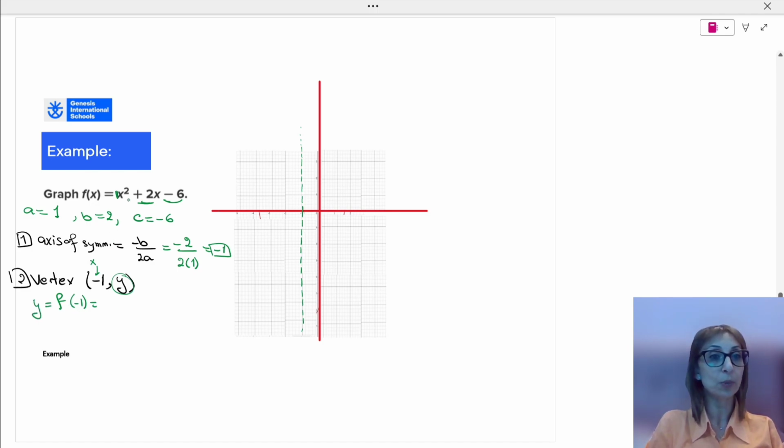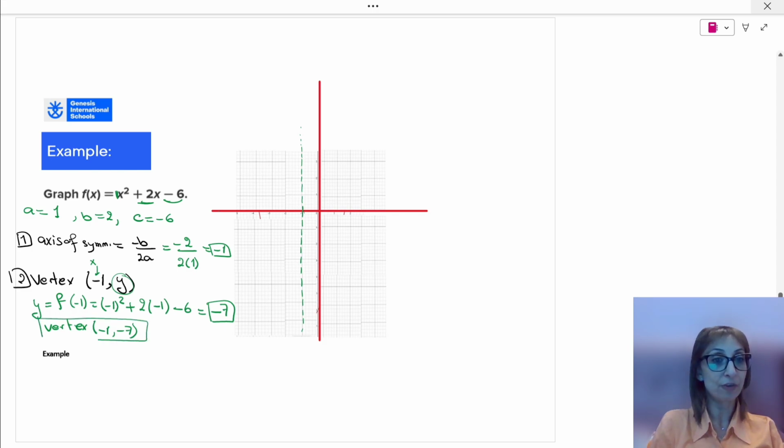F of negative 1, I'm going to replace each x in the equation here by negative 1. So I'll put negative 1 squared, this is x squared, plus 2x, this means 2 times negative 1, minus 6. You can use the calculator or you can just do it mentally, and this will be negative 7. So this means that the y is negative 7, then I have the complete point of the vertex at negative 1 and negative 7.